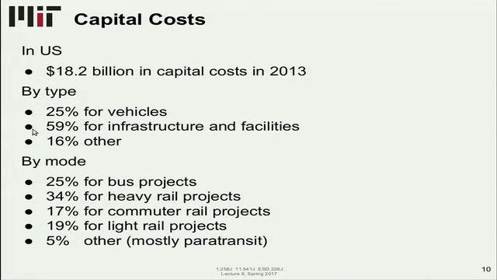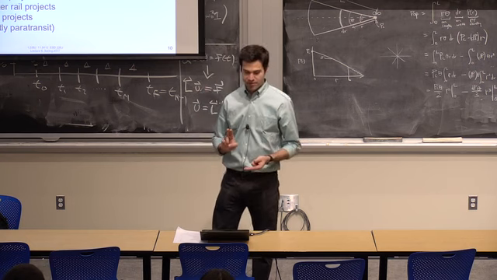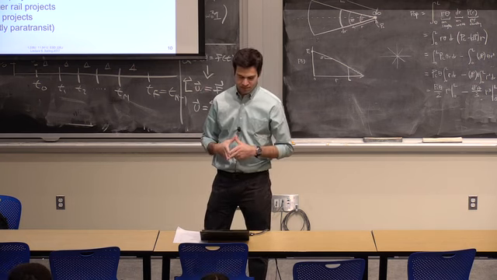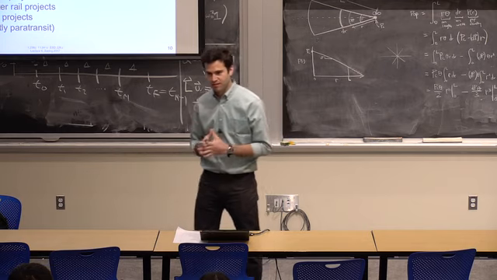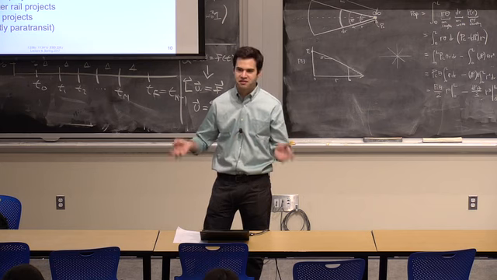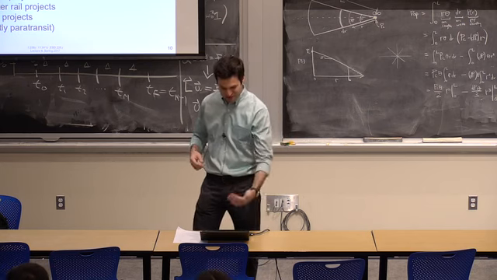And about 60% was spent on infrastructure and facilities. That could include new rail lines or extensions, repairs of those, bus stops, maintenance facilities, offices, things like that. And then about 16% was spent on other things. Those other things could be AFC systems, other things that are not vehicles or facilities.